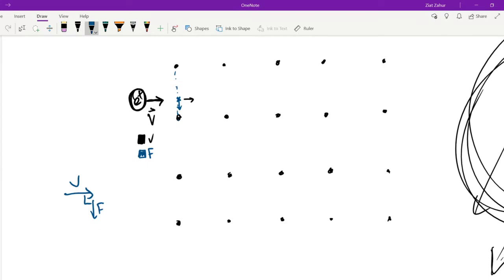Accelerates. You're close. Keep going. Okay, think. Where have you seen a velocity vector to the right or horizontal and a force vector? Gravity. Force vector pointing downwards.